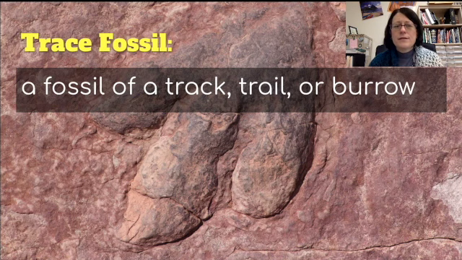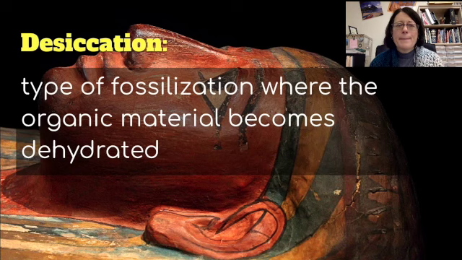Then there are trace fossils. This is a fossil of a track, trail, or burrow. So this is not the animal or plant itself. This is evidence that it was there. And here we see a dinosaur track. So this would be a trace fossil.